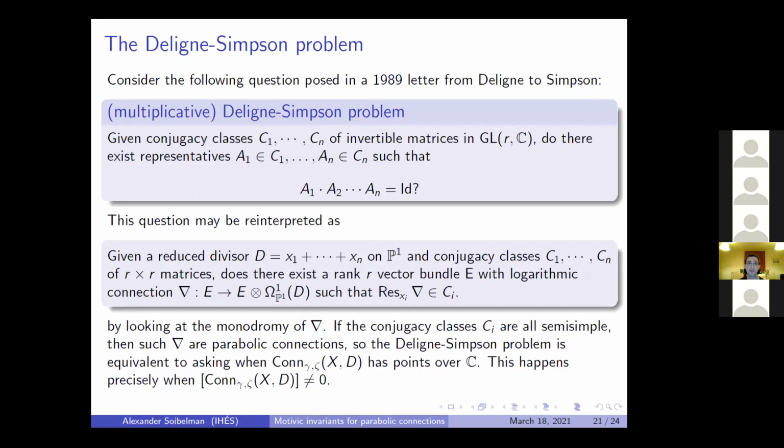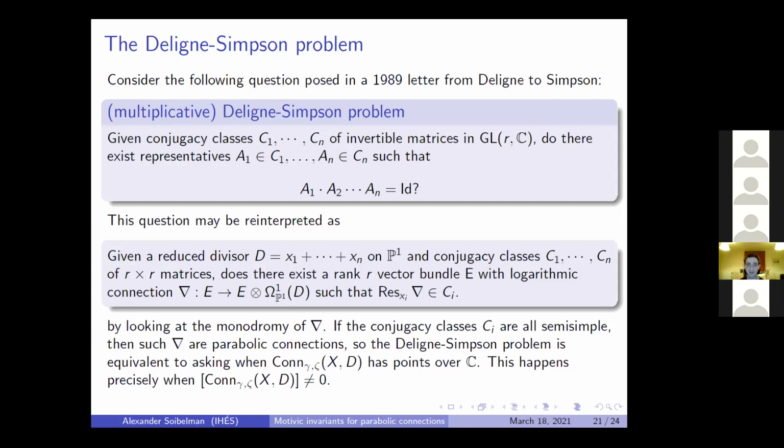So you can pose this rather elementary problem as posed in a letter from Deligne to Simpson. The idea is that you're fixing some number n of conjugacy classes of invertible complex matrices, and you're asking whether you can find matrices in these fixed conjugacy classes that multiply to give you the identity.